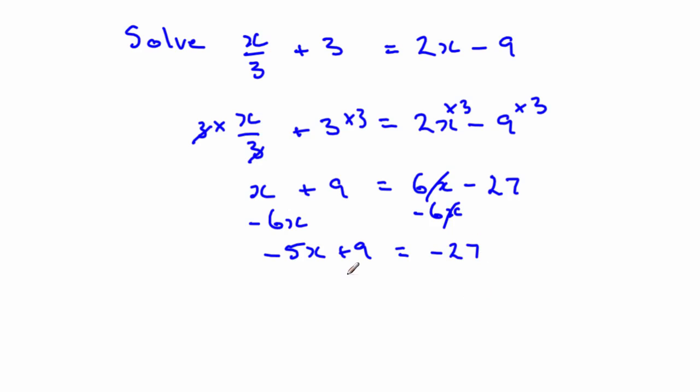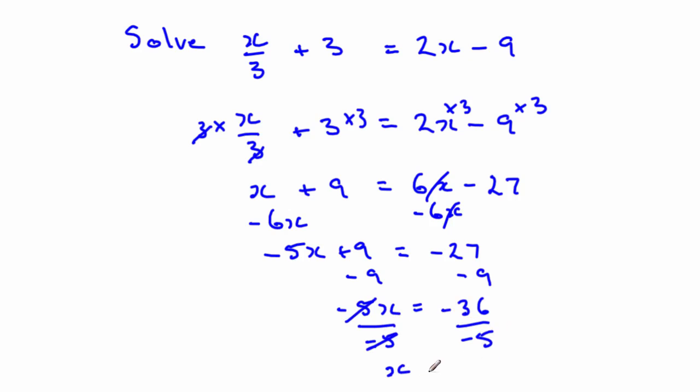In the same way, we now need to get rid of the positive 9 by subtracting 9 from both sides. That will leave us with minus 5x, and minus 27 minus 9 is minus 36. And our final step is to divide both sides by minus 5, and that will give our solution of x, because that cancels out, equal to, now you've got a minus and a minus here, so that's going to become a positive. So we've got 36 over 5. When I change this to a mixed number, I get 7 1/5.